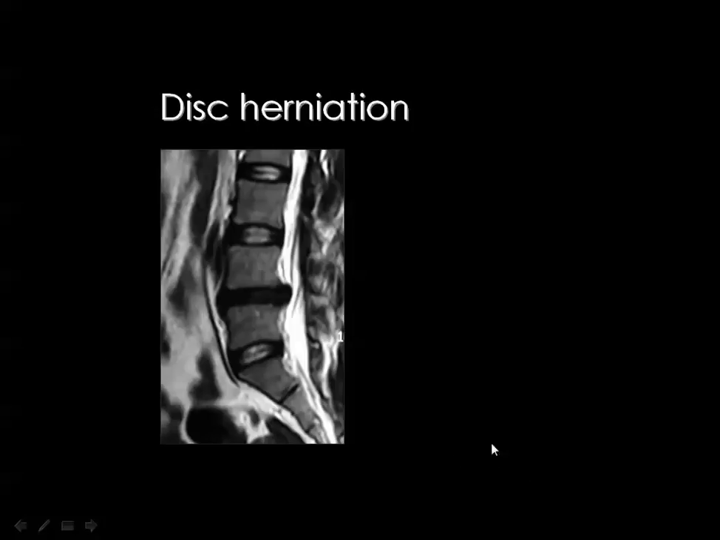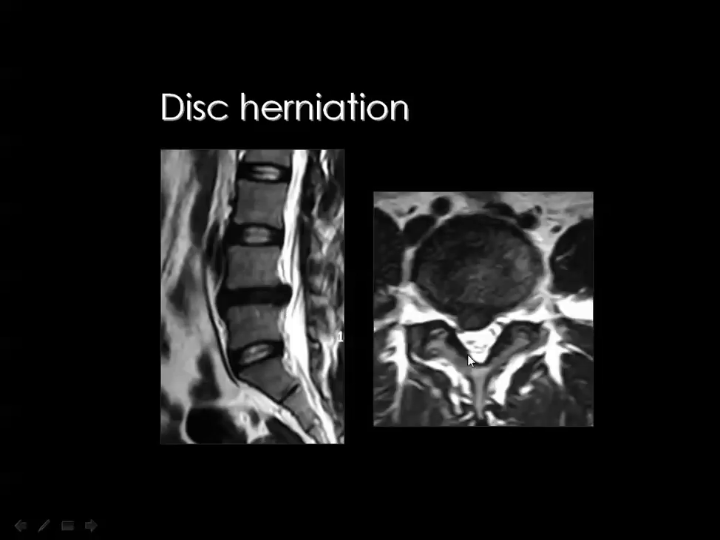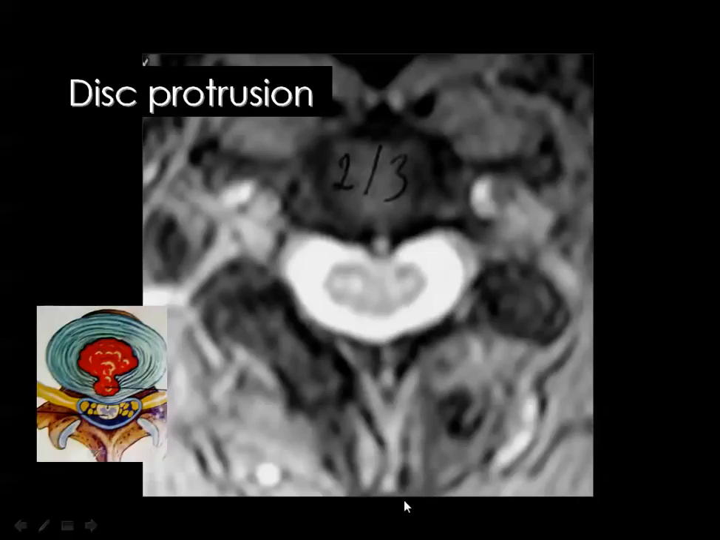Then if you look at this example by MRI, you see L4-5 is degenerated and is extending inside the spinal canal. I want to know if this is herniation or bulge. I go to the axial image, then I can see that the disc is focal and most of the disc is towards the right side. Then I call this right posterolateral disc herniation.